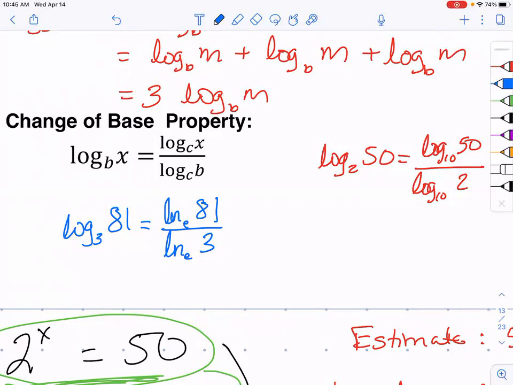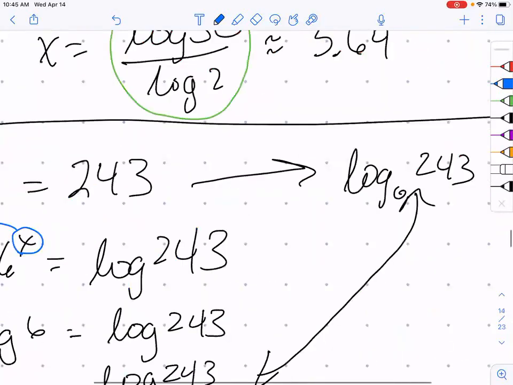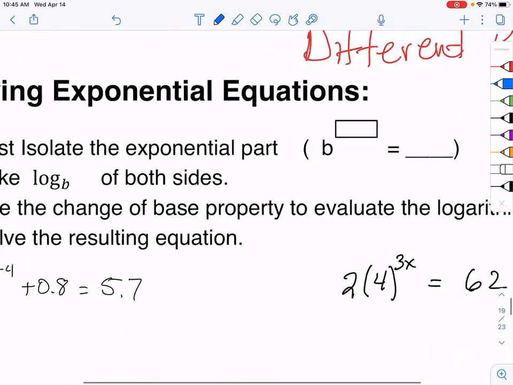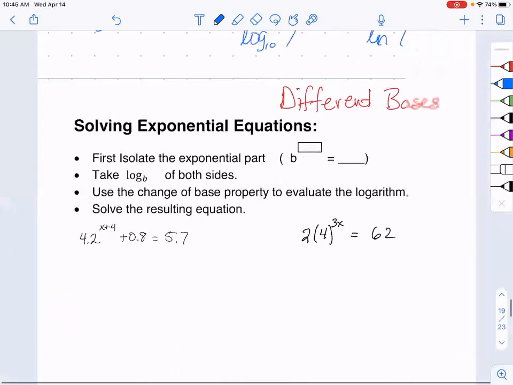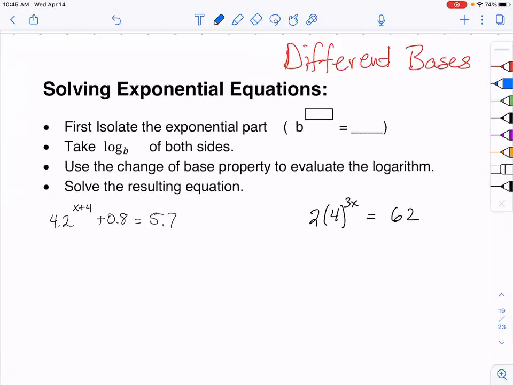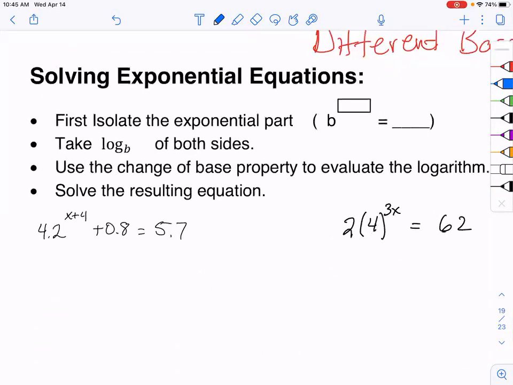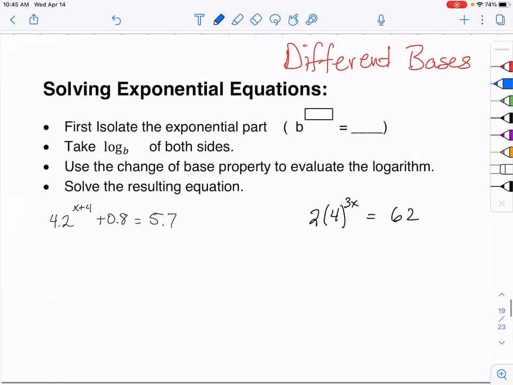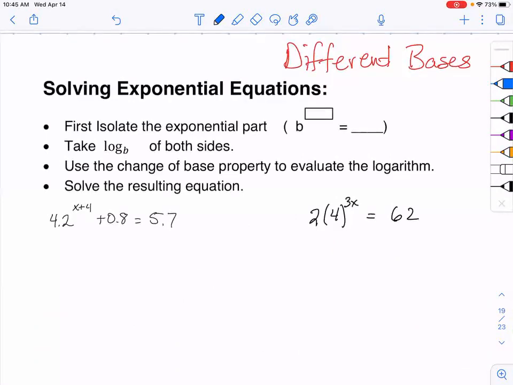If I give you on a test, evaluate something like log base 7 of 250, you can do that with the change of base property. Real simple and easy. So what I want us to do now is use that change of base property along with some other things that we know to solve exponential equations. So can you find this page in your notes? Solving exponential equations. We can do a couple of examples.